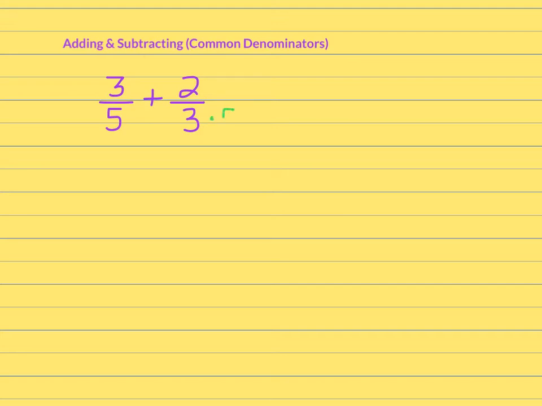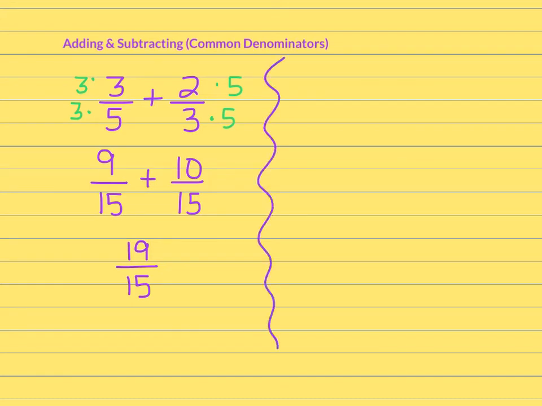So I can multiply on this side by 5 and on this side by 3. And notice that if I multiply by 5 over 5 or 3 over 3, I'm really multiplying by 1, right? And so then here I end up with 9 over 15. And here I end up with 10 over 15. And then for my final answer, I would just say 19 over 15.